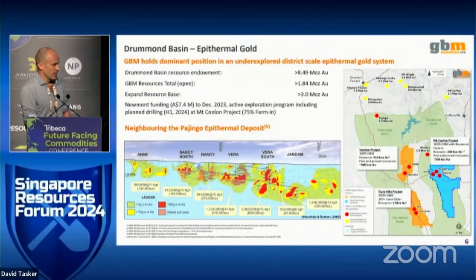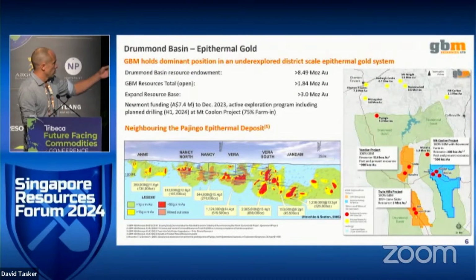Pajingo lies about 50 k's north of us within the Drummond Basin and is the highlight of the Drummond Basin. They have around 5 million ounces, and as you can see, the grades are second to none. 500,000 tonnes at 15 grams per tonne is one example. Before they found Nancy and Vera, they were sub-economic, but upon discovering these 2 resources at depth, things really flew, and this is what we hope to emulate at GBM.